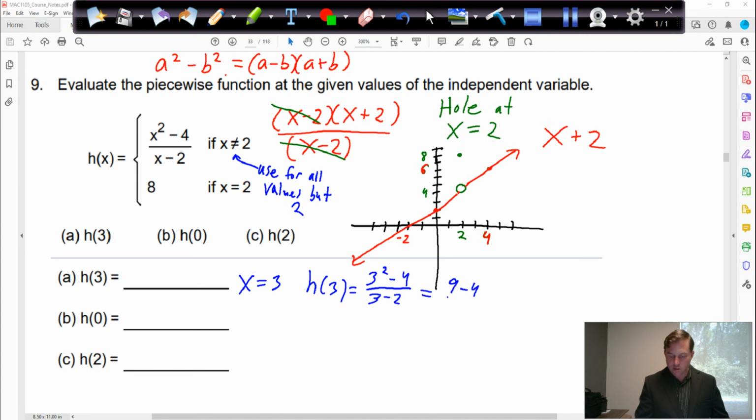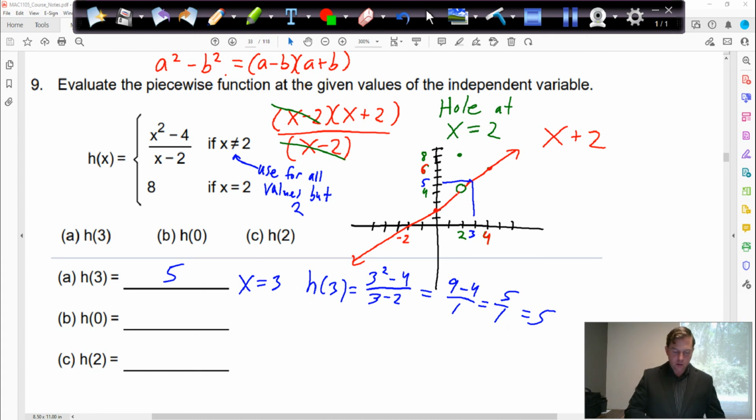This is 9 minus 4 over 1. This is 5 over 1, which is 5. So we get 5. You can probably see it on the graph. When x is 3, we have a y value of approximately 5, if I drew it to scale.